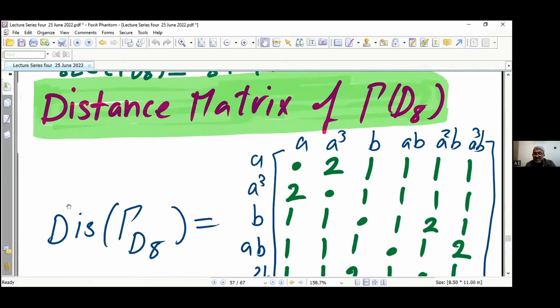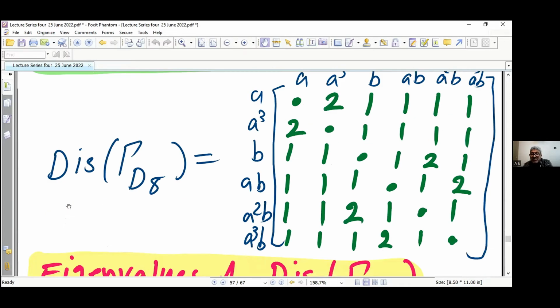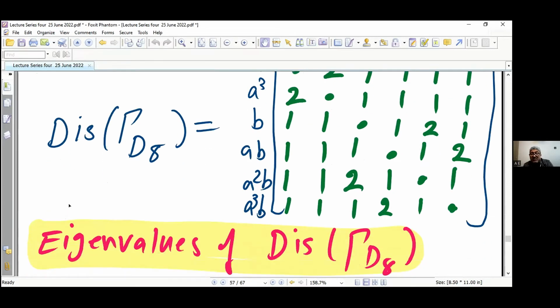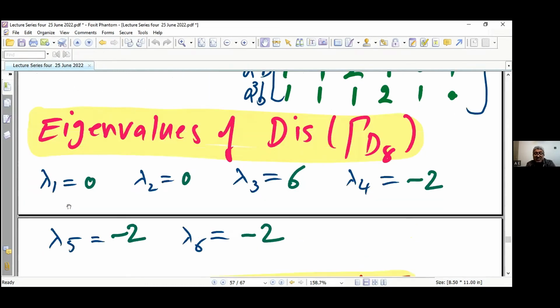So this is the distance matrix for the non-commuting graph of D8. We have a 6 times 6 matrix. Now the eigenvalues of the distance matrix. So these are the eigenvalues. We have 2 eigenvalues equal to 0, so lambda 1 and lambda 2 are 0. And lambda 3 is 6.